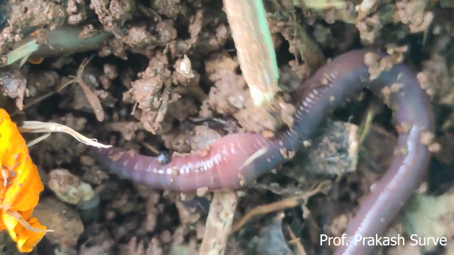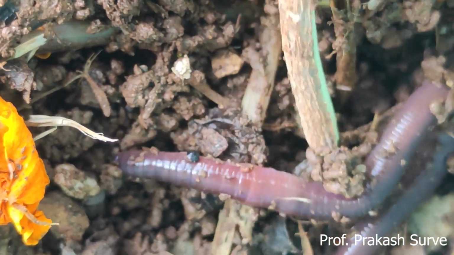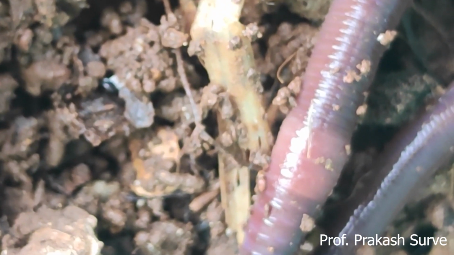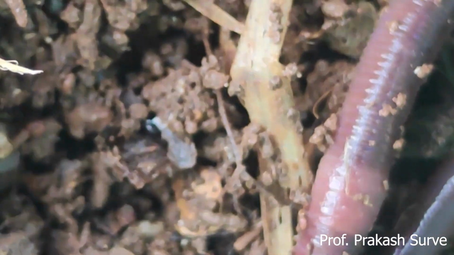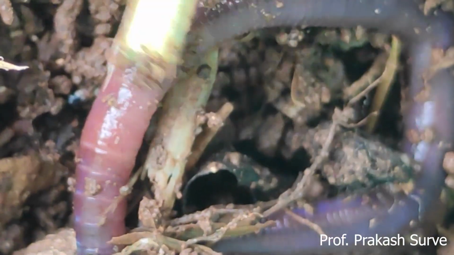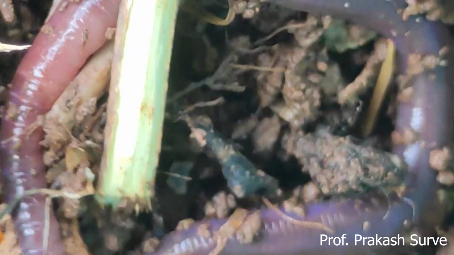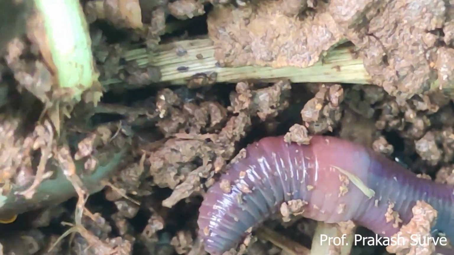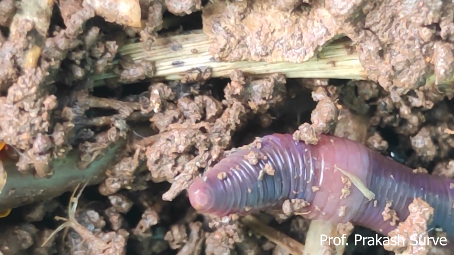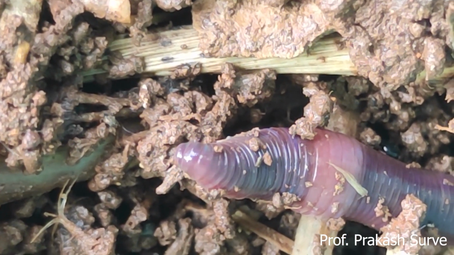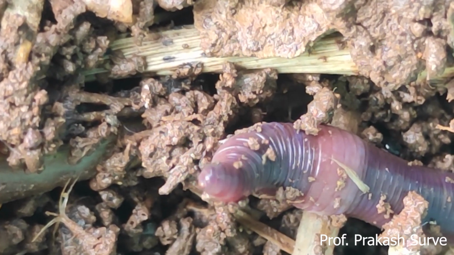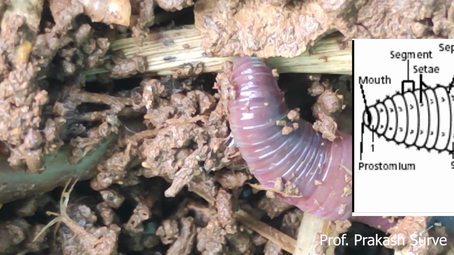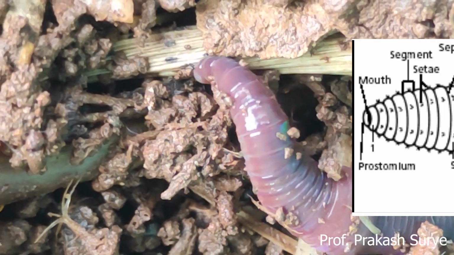The anterior end we can watch here, which shows the presence of the mouth. We can observe the whitish band, that is the clitellum, and at the apex, the anterior portion, we can see the mouth. Along with the mouth it shows the presence of the prostomium. It covers the mouth and helps to force open cracks in the soil.